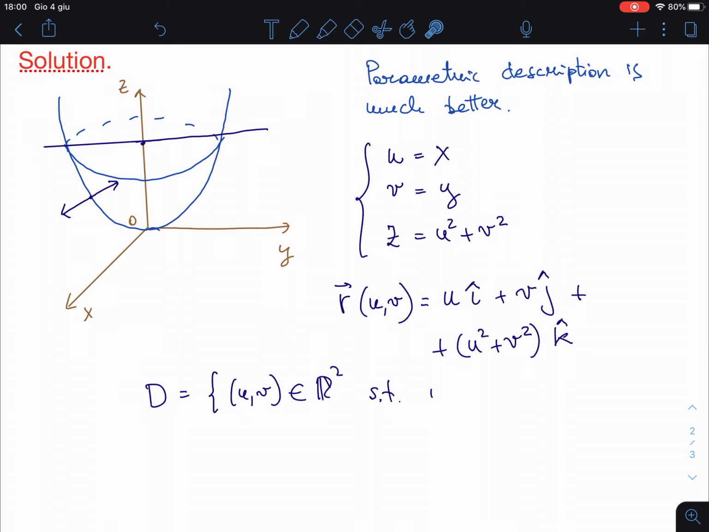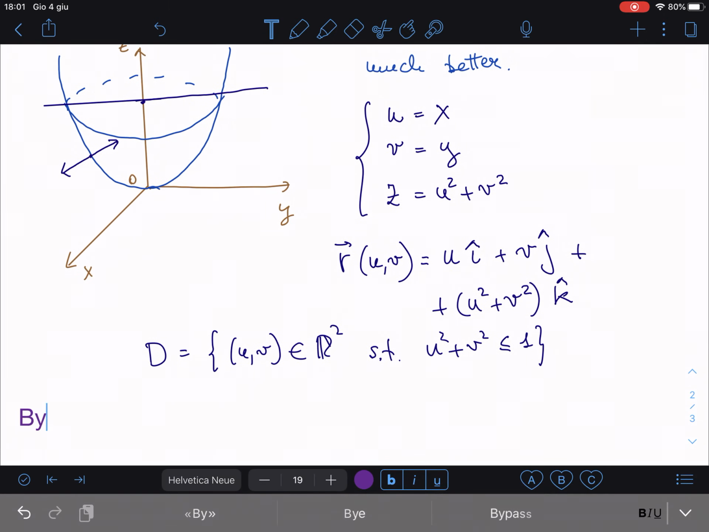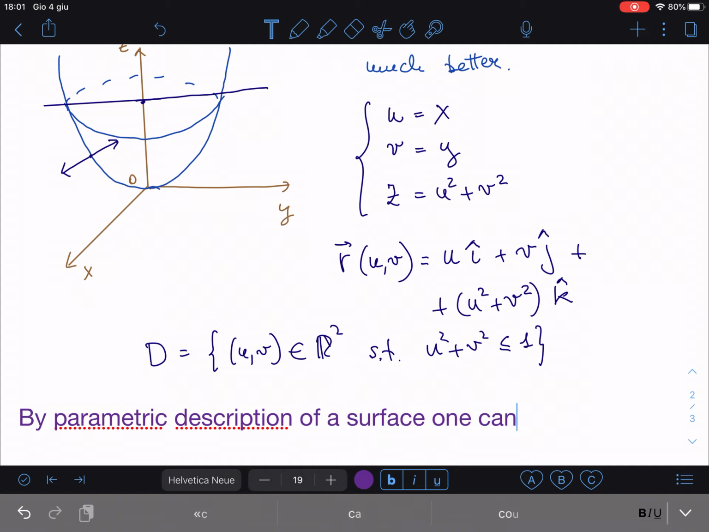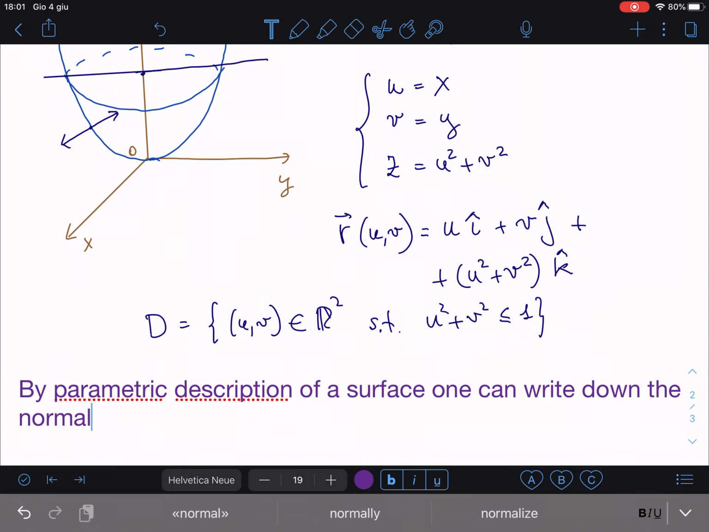So uv in R2 such that u squared plus v squared is less or equal than 1. Okay? Now, why parametric? So I want to write this fact by a parametric description of a surface. One can easily write down the normal vector at every point, and therefore choose the orientation.